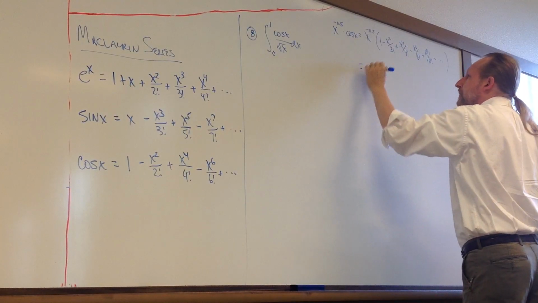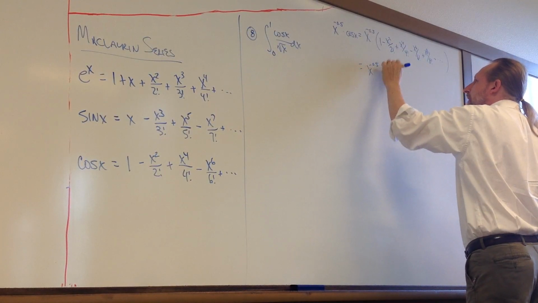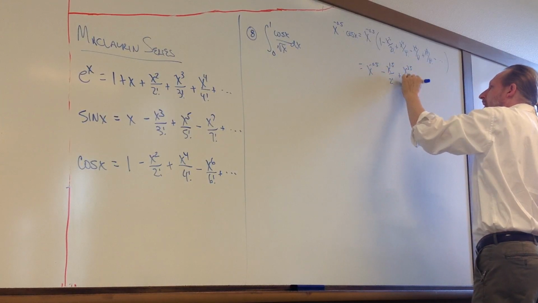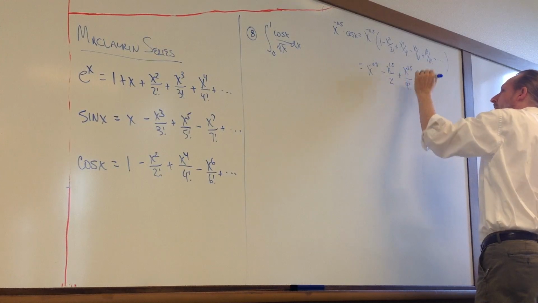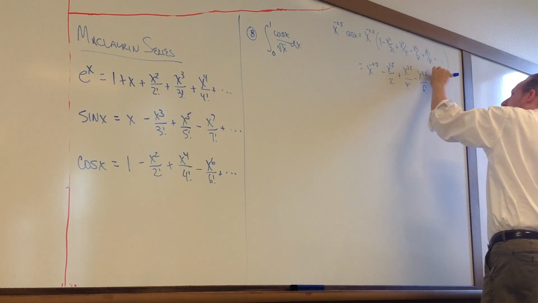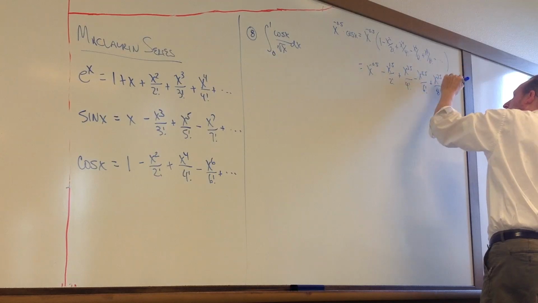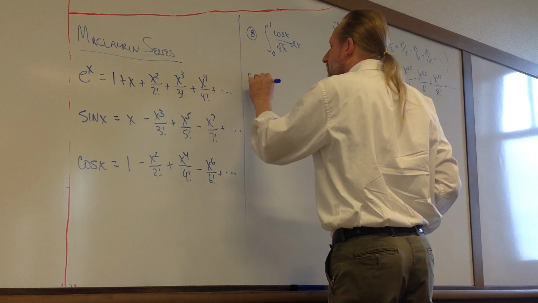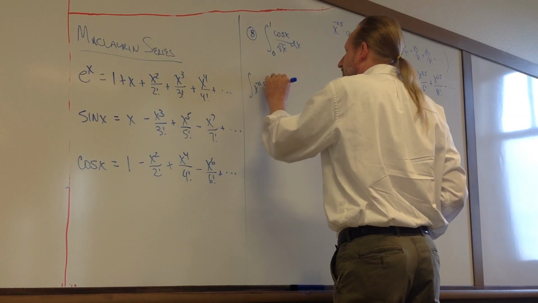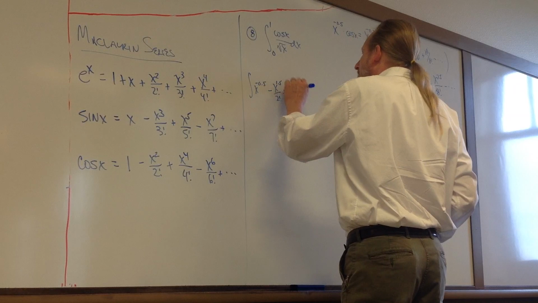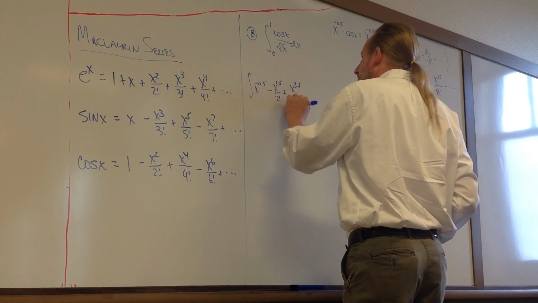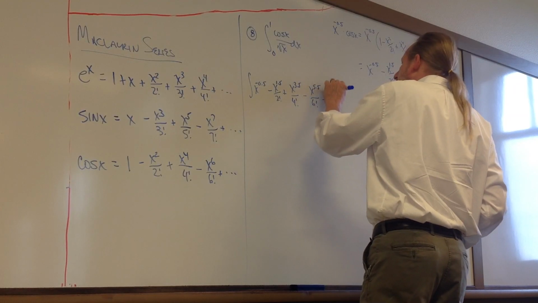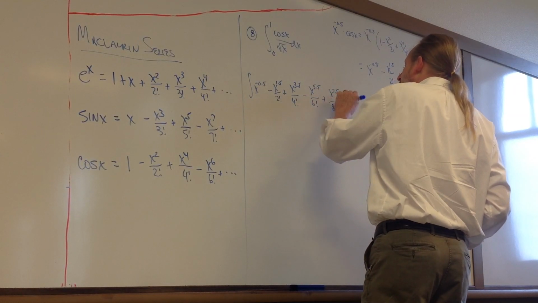And if we multiply through there, x to the minus 0.5, x to the 1.5, 3.5, and so on. So that's what we need to integrate. X to the minus 0.5, and then 3.5, 5.5, 7.5.